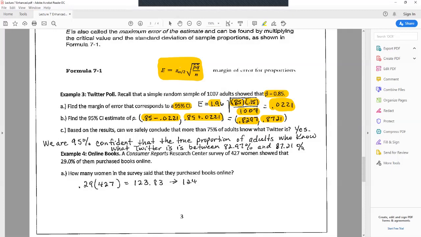So what does that mean? That means that at the 95% confidence level, we believe that the true proportion of adults who actually know what Twitter is is somewhere between 82.97% and 87.21%.